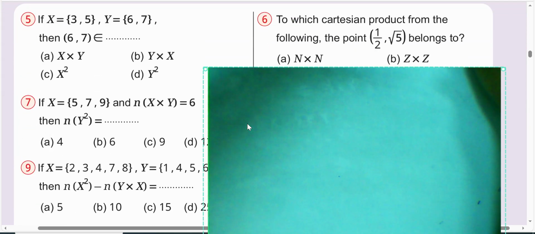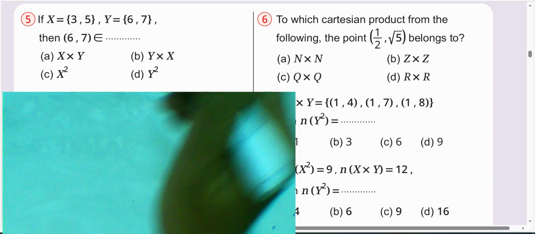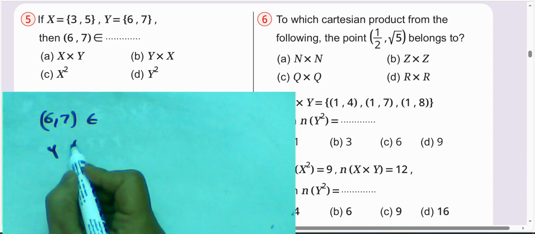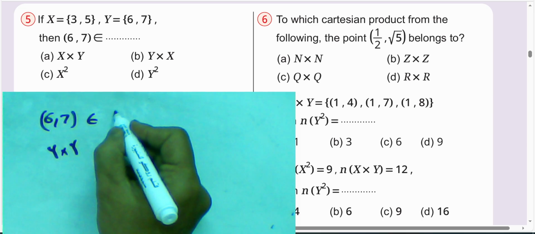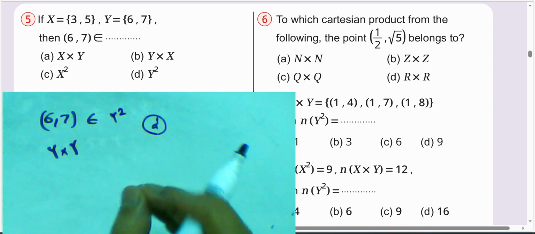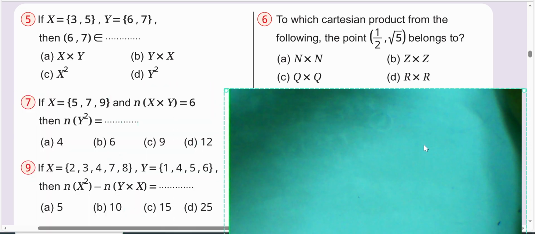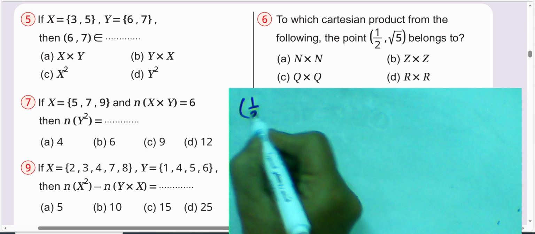If x equals {3, 5} and y equals the set {6, 7}, (6, 7) belongs to what? Look at here, (6, 7). Think with me, 6 lies in y and 7 lies also in y. Then this ordered pair belongs to y Cartesian by y, it will be y squared. Choose letter D, because both elements lie in the y set. Okay.